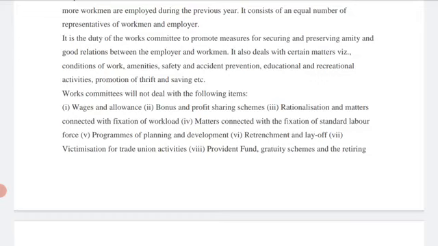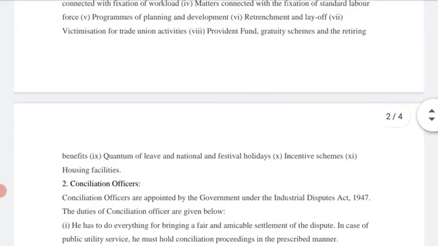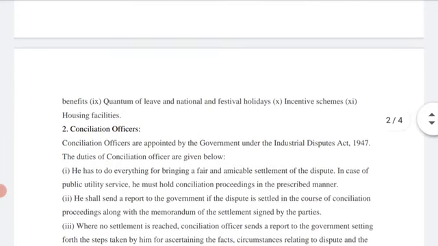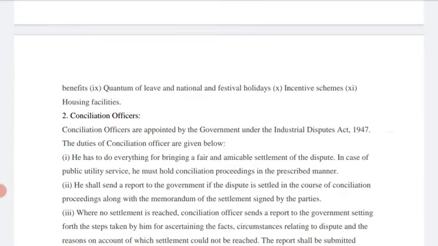Programs of planning and development, retrenchment and layout, victimization for trade union activities, provident fund, gratuity schemes, and the retiring benefit, quantum of leave and national and festival holidays, incentive schemes, housing facilities. These things are not included, okay?